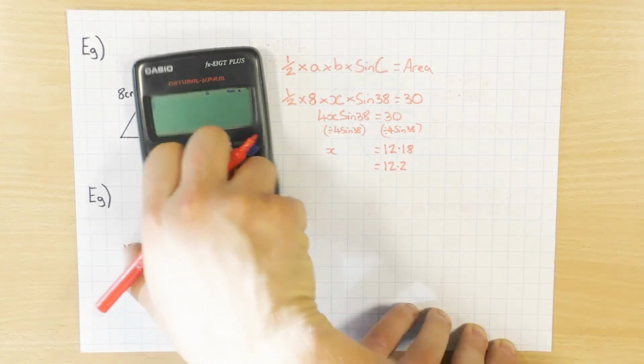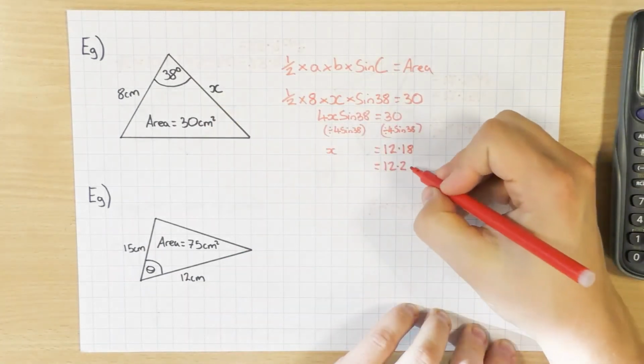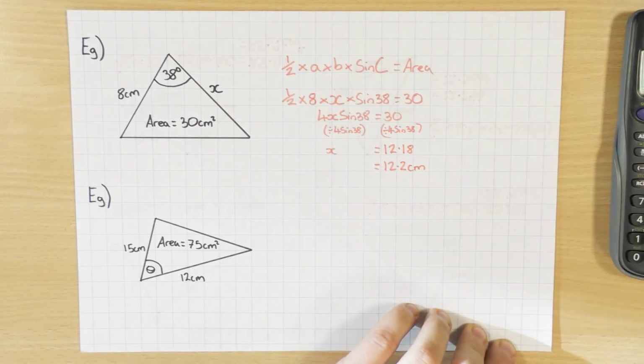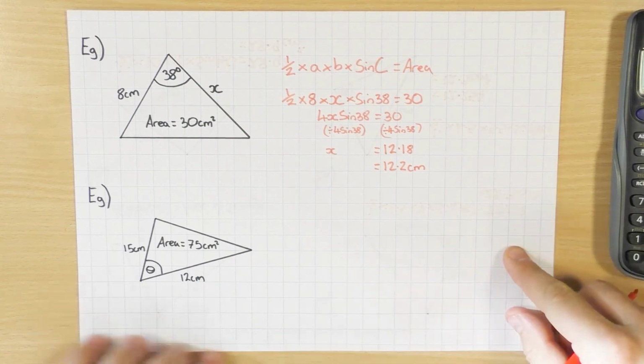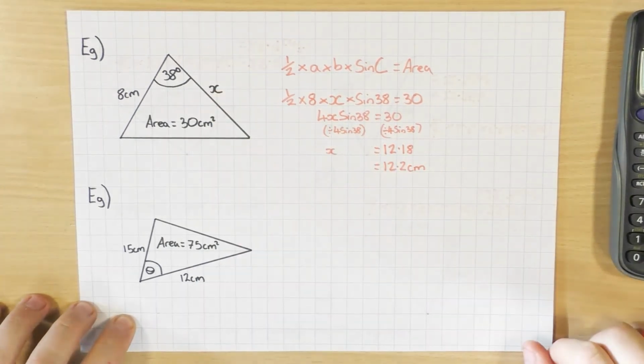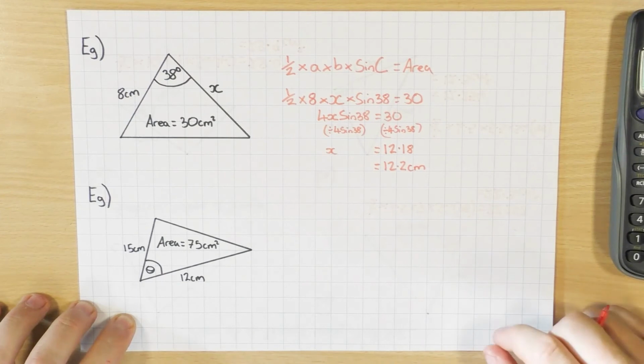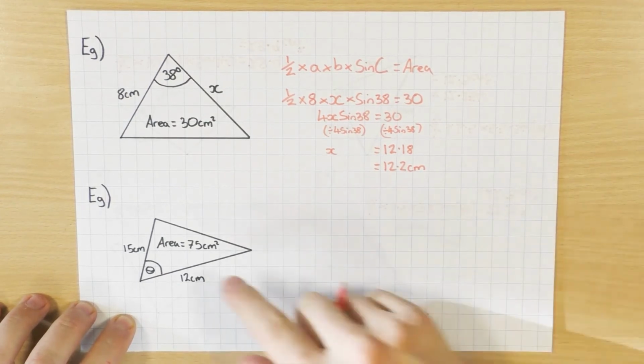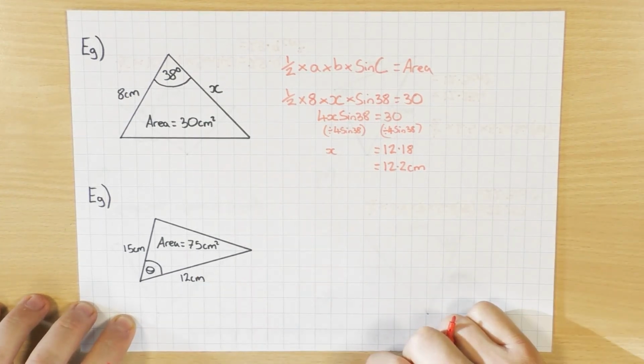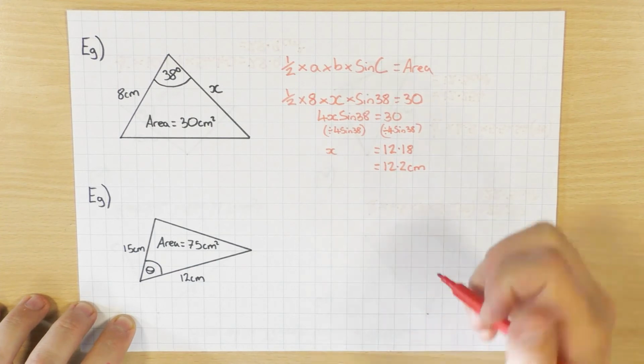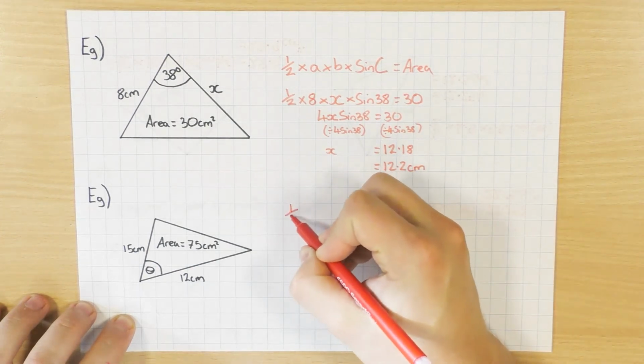Now this time it's not centimetres squared, because it's just a length, it stays as centimetres. Okay, so that's what you can do if you have a missing length. In this particular case, I have a missing angle, but again, I've been told what the area is. In this case, it's 75 centimetres squared. Exactly the same process, write out the formula.